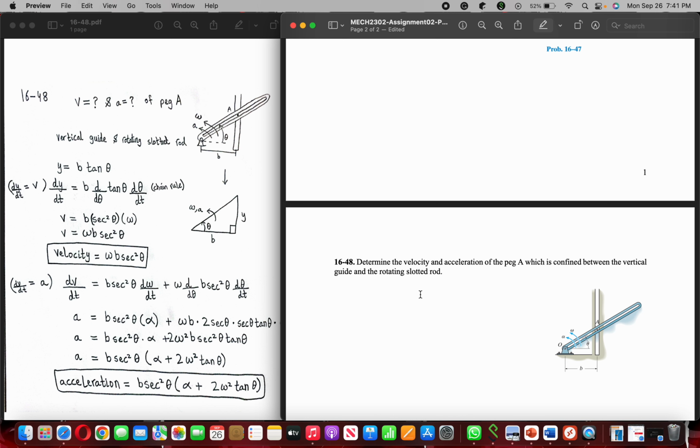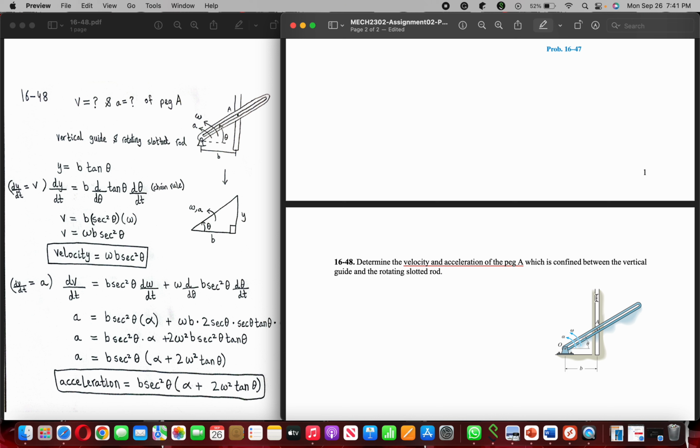Problem 8 says to determine the velocity and acceleration of the peg A, which is confined between the vertical guide and the rotating slotted rod. The slotted rod has a gap whose width is perfectly fit for peg A, but the peg can move freely within that.